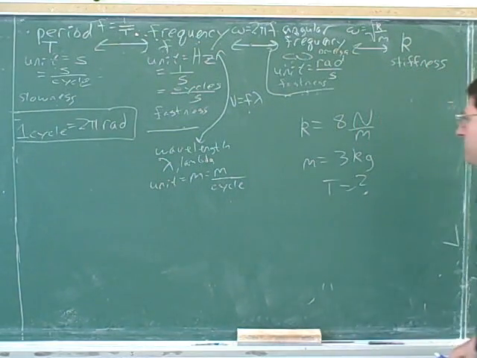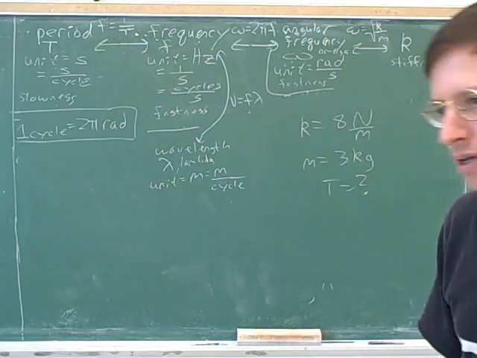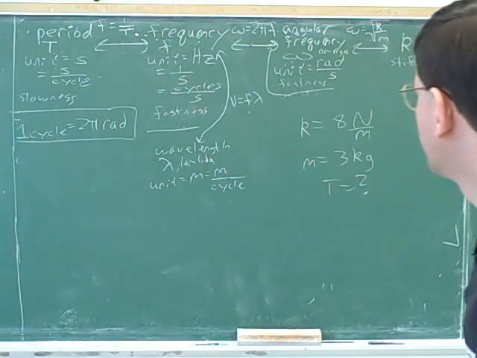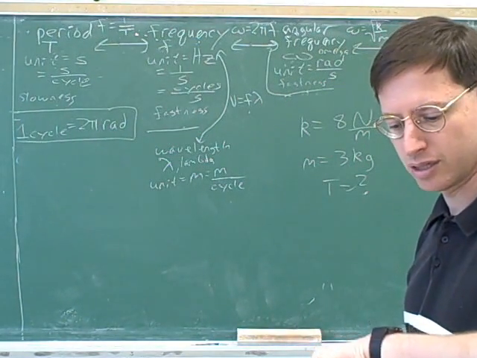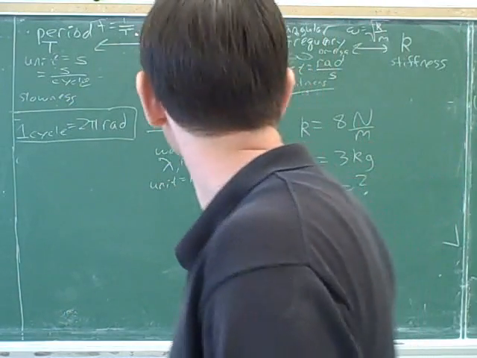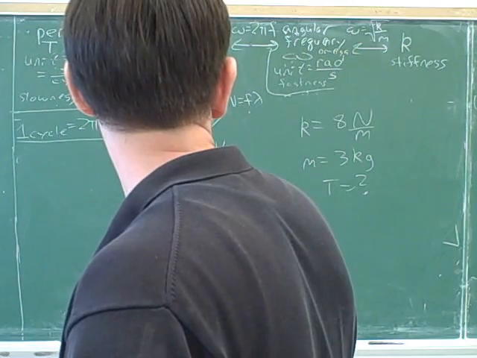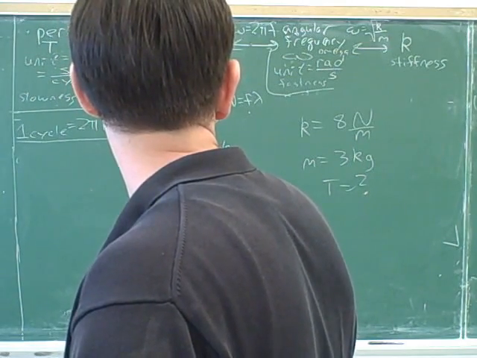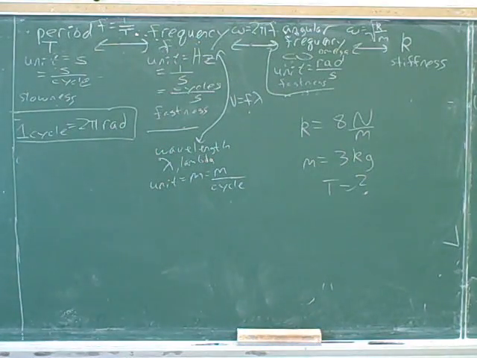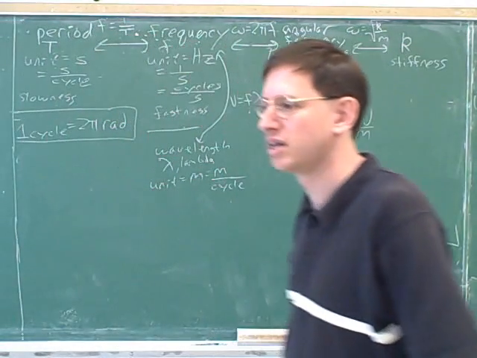So here's a problem. If K is 8 newtons per meter and the mass is 3 kilograms, what's the period? If you want, you can calculate the answer, or you can just tell me how you would do it. When am I calculating the period? Right. I have K and the mass, so by using this formula, I can calculate omega. What formula would you use for that? Good, that's right. And then I can use omega to calculate the frequency.